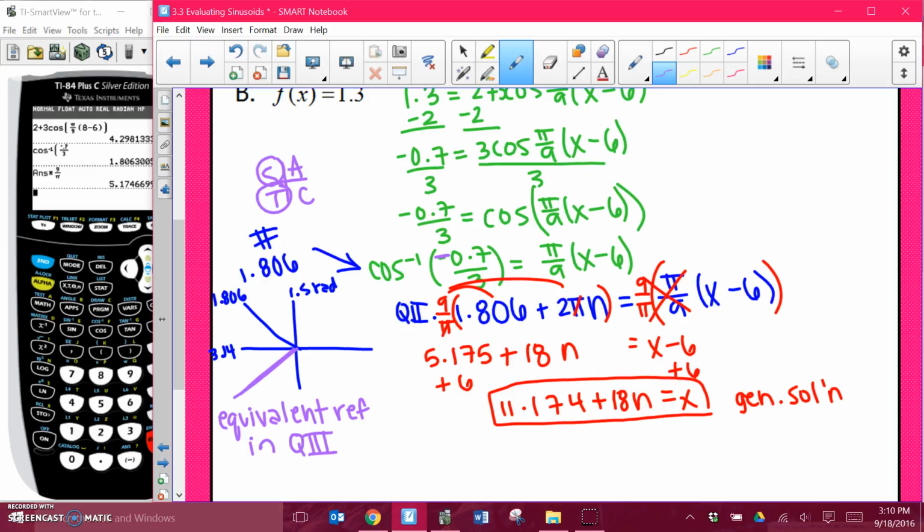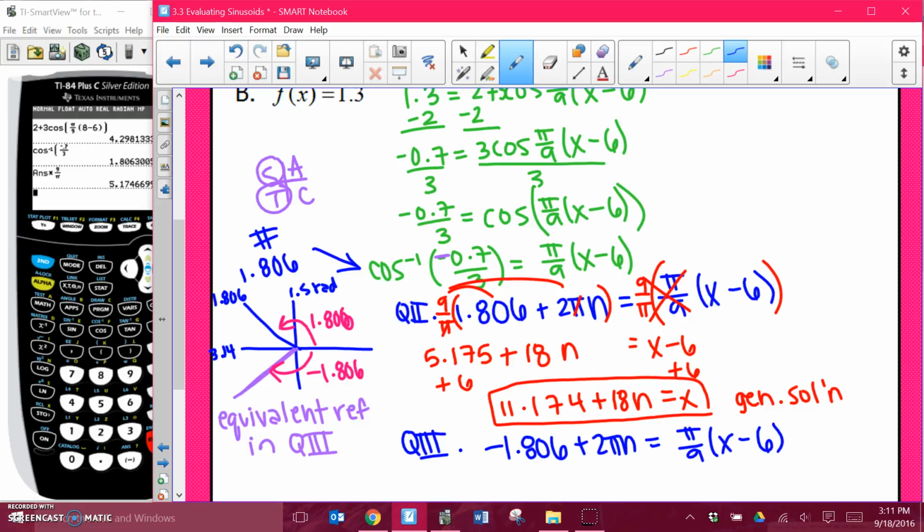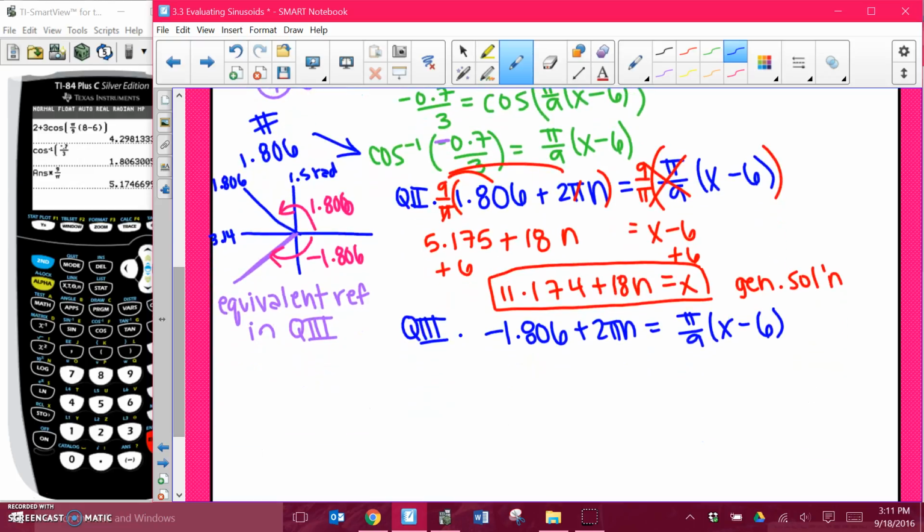So the easiest way for me to do that, in order for me to get from this point to this point, it was 1.806 radians. So if I go backwards negative 1.806 radians, I'll be in the same place but in quadrant 3. So if you are looking for something that is reflected over your x-axis, you can just make your radian value negative. So if I wanted to find my quadrant 3 general solution, I would just use negative 1.806 plus 2 pi n equals all this stuff. Okay, again, there should be 2 answers for these because I'm in 2 different quadrants.